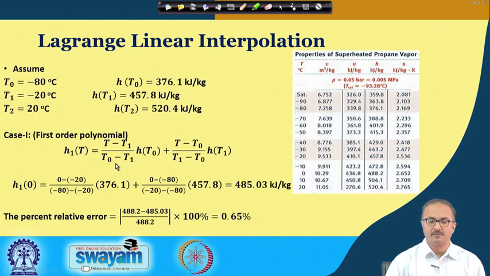This is a linear interpolation formula of Lagrange, and we find that we are getting again a value which has about 0.65% error. So you see that whether we are using Newton's linear interpolation or Lagrange linear interpolation, in both the cases we are having almost the same percentage error. The only difference is this: in case of Newton's formula we needed only 2 points, whereas in case of Lagrange we are going for 3 points.